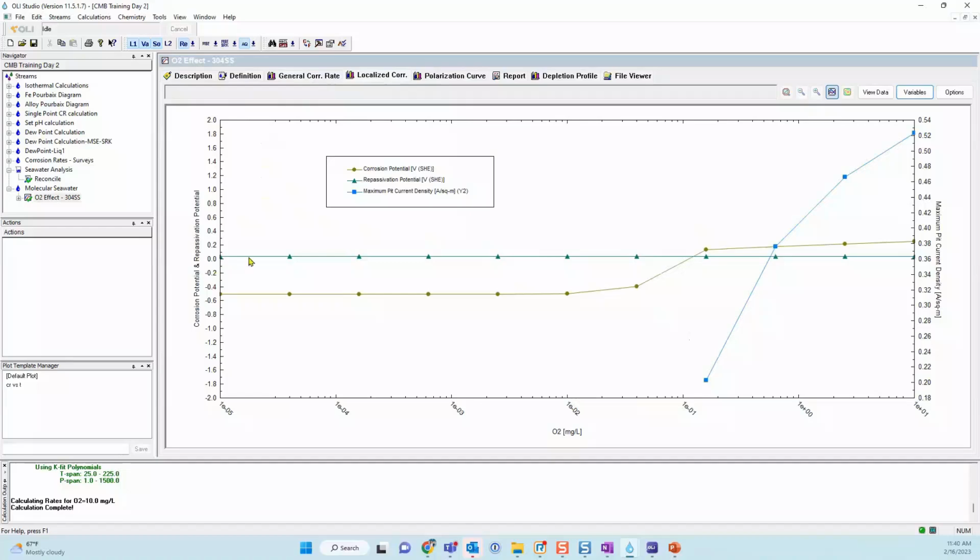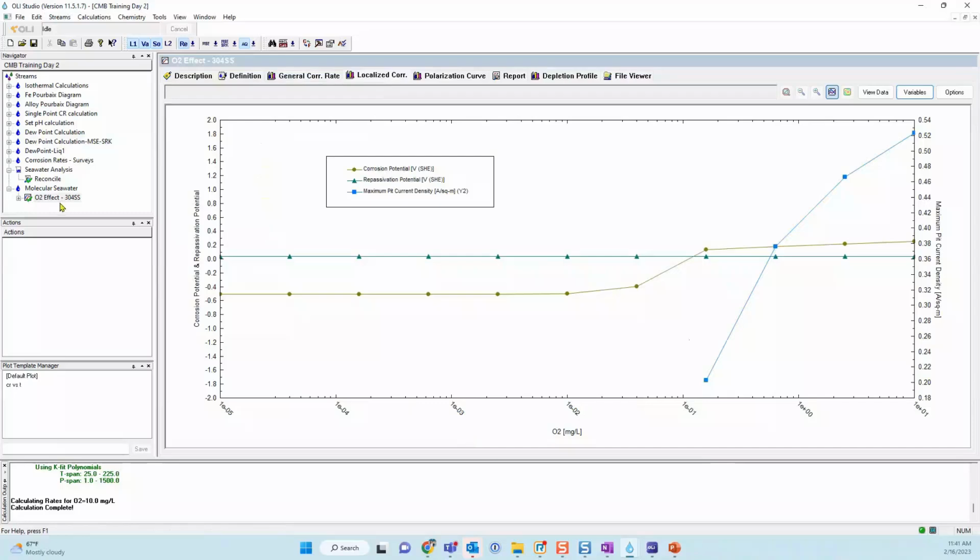And you'll see that the oxygen concentration doesn't have any effect on the repassivation potential. It virtually stays constant, but it is having an impact on the corrosion potential. And that's the reason why you start seeing localized corrosion damage after a certain concentration of oxygen. Okay. So then the question is, which material do I use? If this 304 stainless steel is going to pit, so then what should I use?